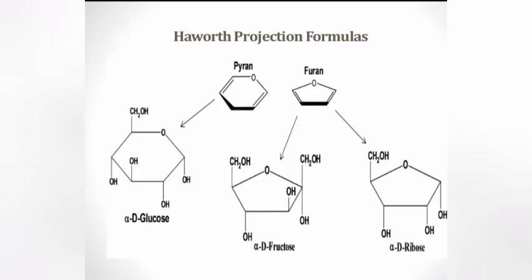So in Haworth projection formulas, we have pyran and furan. In pyran, we have the example of alpha-D-glucose, which has 6 carbons. In furan, we have alpha-D-fructose and alpha-D-ribose. So, all in all, it has 6 carbons.